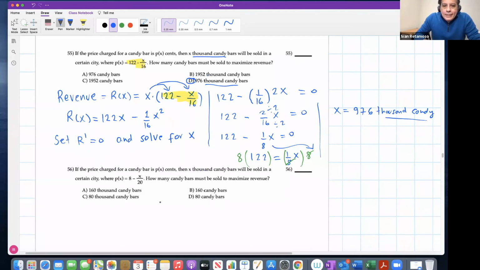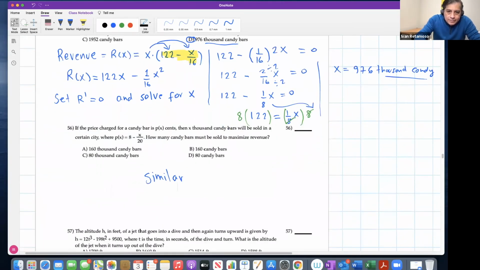All right, great. This one is similar. You should do it at home. Follow the same strategies. Completely similar. Let's look for new forms.